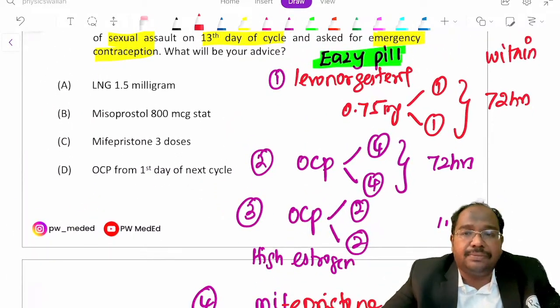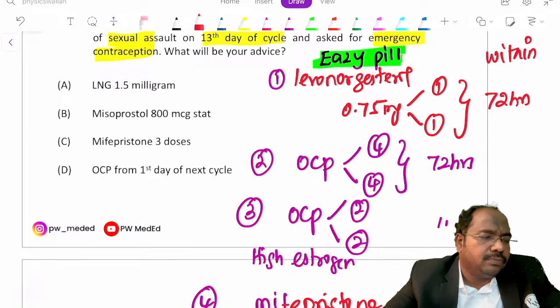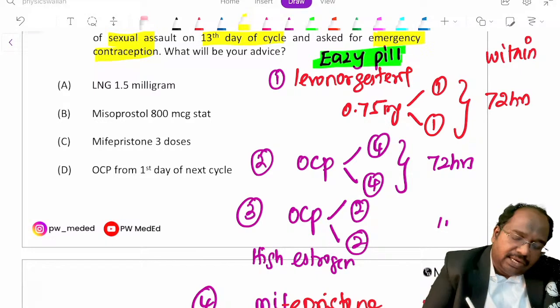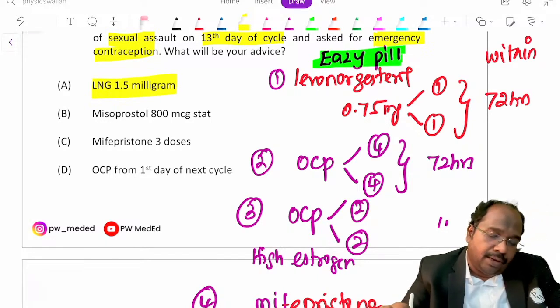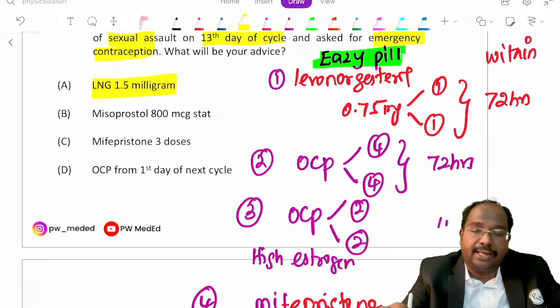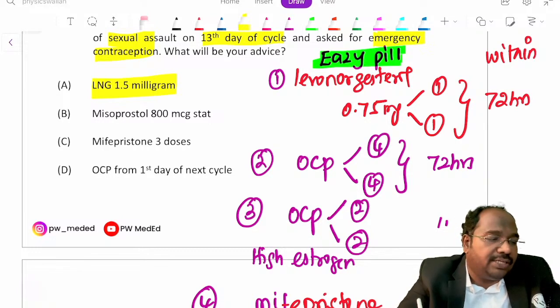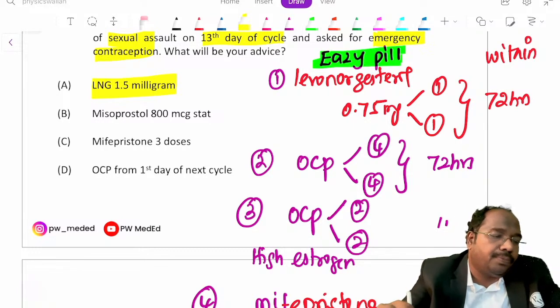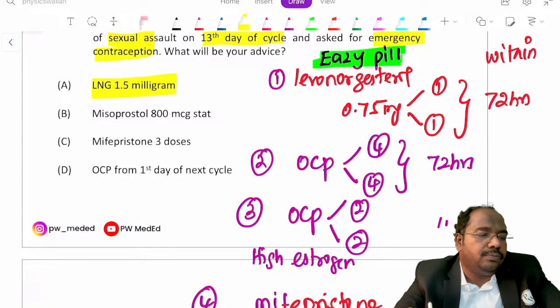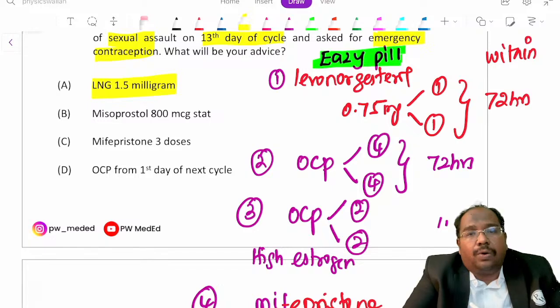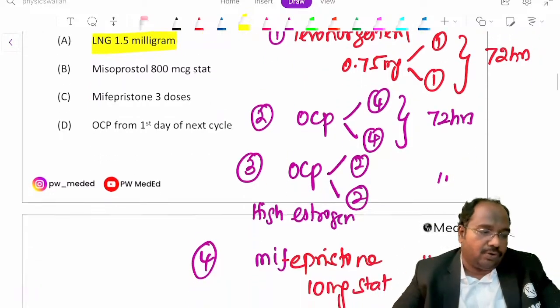Now, can you tell me what is the answer for this question? Yes, the answer is LNG, guys. LNG 1.5 milligram in 2 divided doses, within 72 hours. Okay, next. We'll go to the next question, guys.